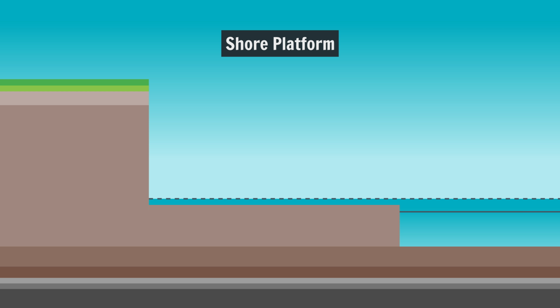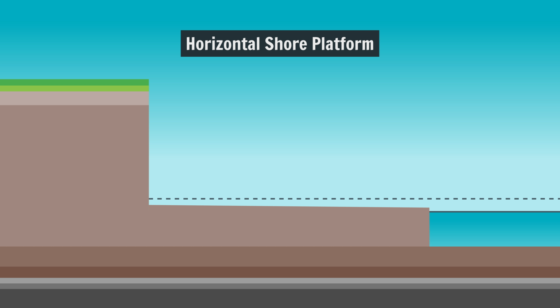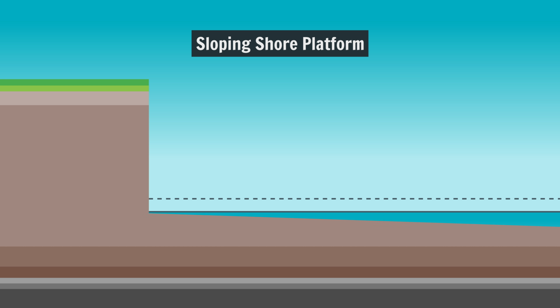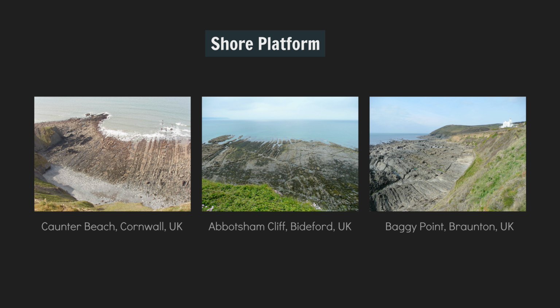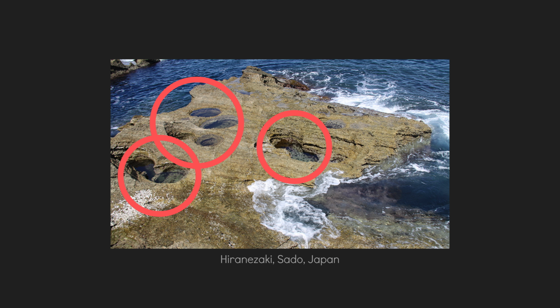Shore platforms are platforms of rock extending out from a cliff base that are only visible at low tide. They can be horizontal or they can slope gently seaward. If no platform is visible at low tide, the cliff is a plunging cliff. Shore platforms are not smooth. They tend to be pockmarked with depressions and protrusions, scored with ridges and gullies, and dotted with rock pools and marine potholes, cylindrical bowl-shaped hollows.